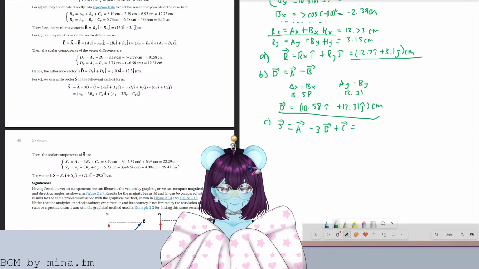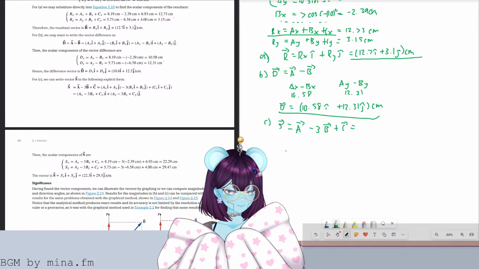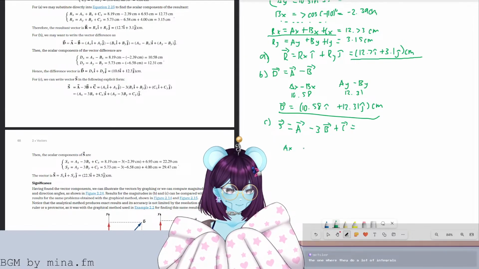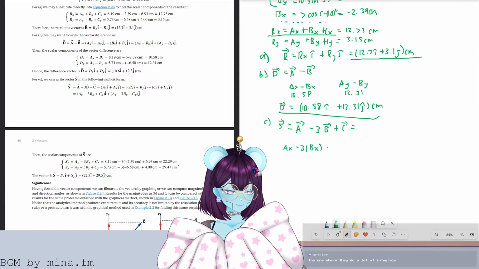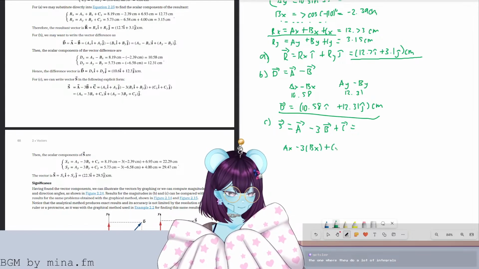Alright, so we get this. We basically take the AX, you multiply 3 by BX, then plus CX.